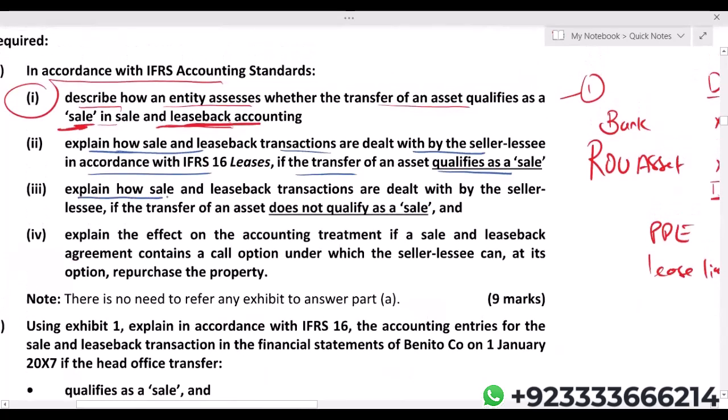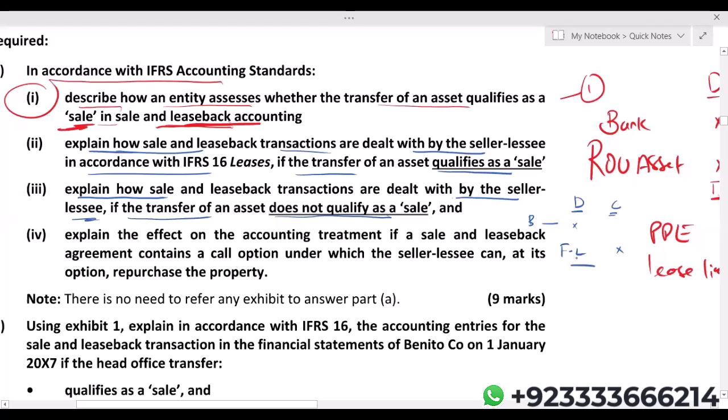Third, explain how sale and leaseback transactions are dealt with by the seller lessee if the transfer of an asset does not qualify as a sale. If the transfer is not qualifying as a sale, number one, the lessee will not de-recognize its asset. Number two, whatever consideration the lessee has received, simply bank is debited and financial liability will be credited. Repeat.